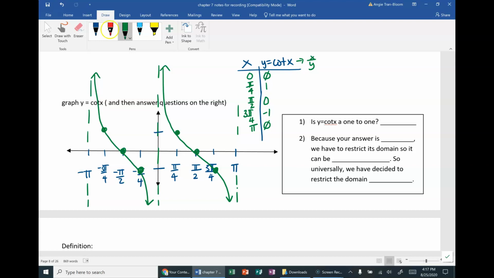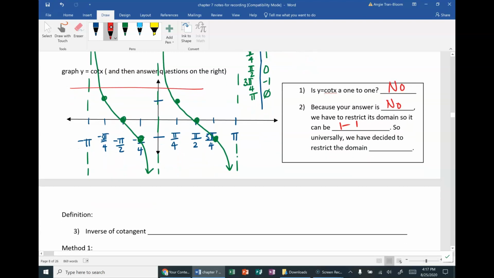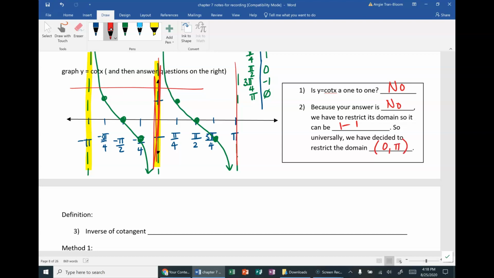Now, cotangent is definitely not one-to-one because, as you can see, it does not pass my horizontal line test. We said we have to make it a one-to-one function, otherwise its inverse won't be a function. So technically, I can pick from negative pi to 0, but most people have decided to pick from 0 to pi. So we're going to go non-inclusive 0 to pi, and the reason for non-inclusive is that we have asymptotes at 0 and at pi.